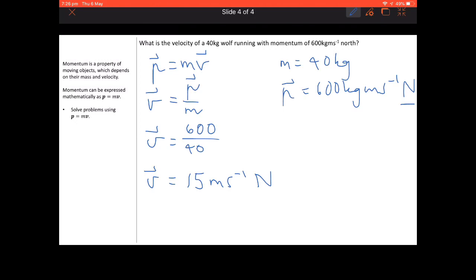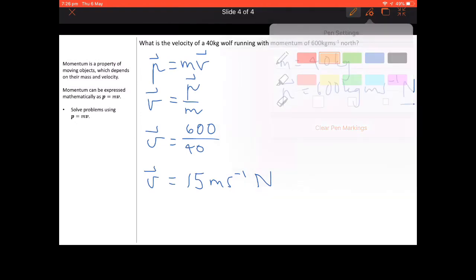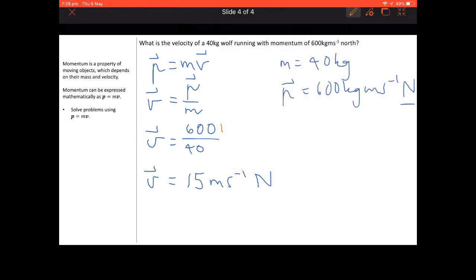Just quickly focusing on units, this is kilogram meters per second, and this is kilograms. If we're dividing this quantity by this quantity, the kilograms are going to cancel out, so it means that our answer is going to be in meters per second, which makes sense because we're looking for the velocity.